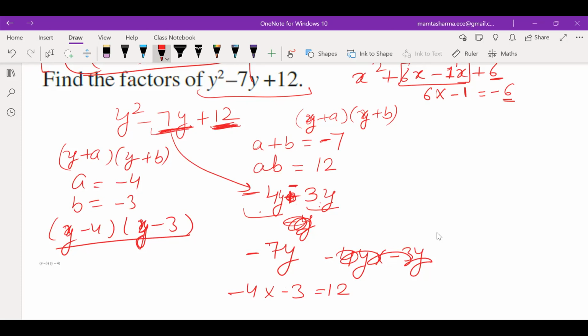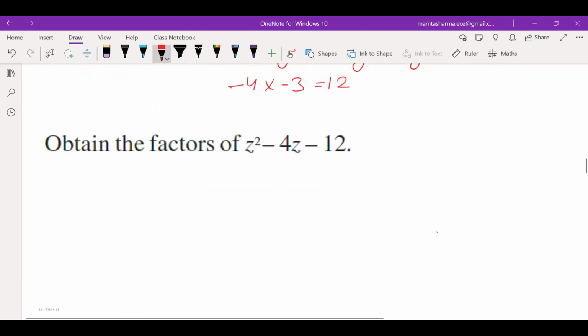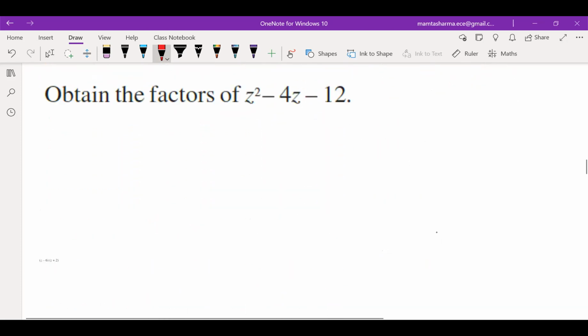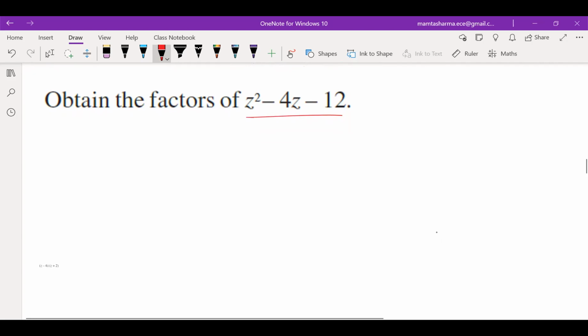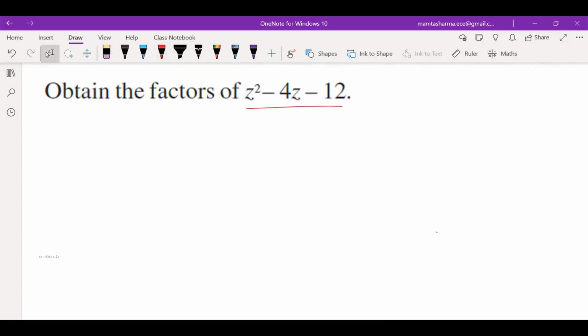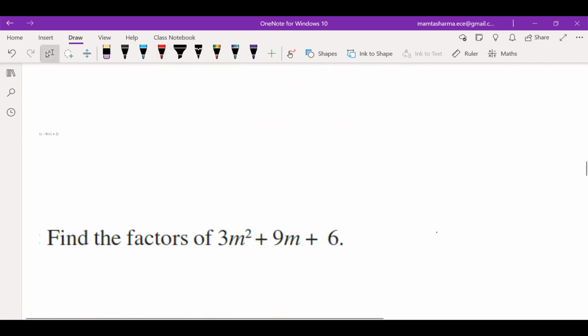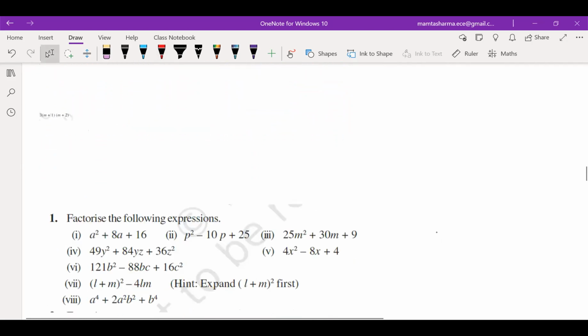Okay, ma'am. Got it. Shubhra, got it? Yes, ma'am. Yeah, do this question. This is the last one, okay? After that, we will.